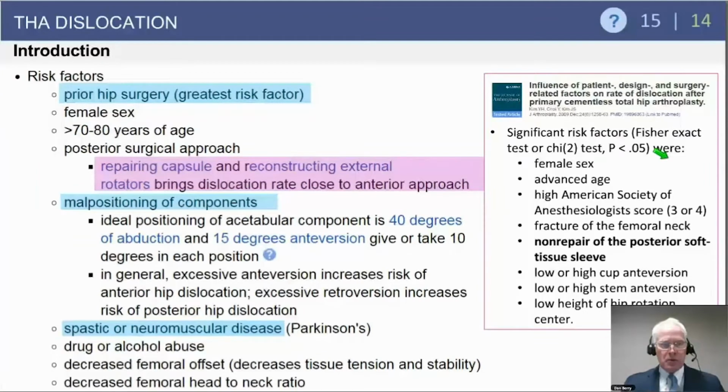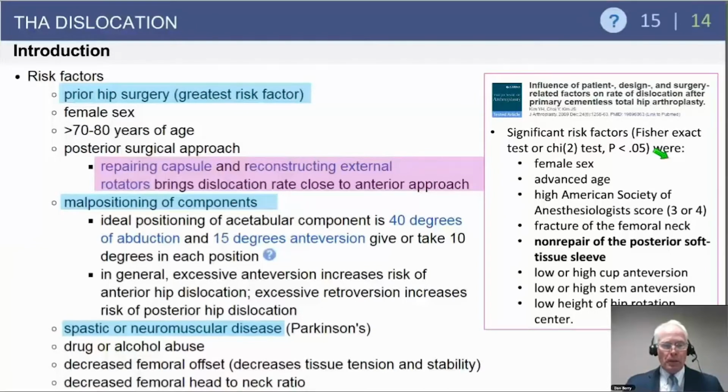There are a number of risk factors which have been described for hip dislocation. Some of them are demographic, and they're listed here: prior hip surgery, female gender, elderly age, and then lower down on the slide, spastic or neuromuscular disease, drug or alcohol abuse. Operative factors do play a role in the risk of dislocation. Posterior surgical approach is clearly associated with a higher risk of posterior dislocation in virtually every study. Studies have demonstrated that repair of the capsule and reconstruction of the external rotators reduces the rate of posterior dislocation close to, but not quite as low as, anteriorly based approaches.